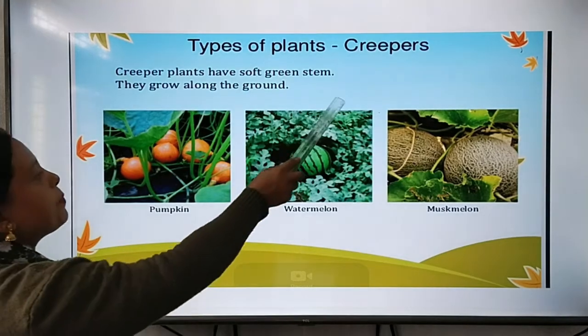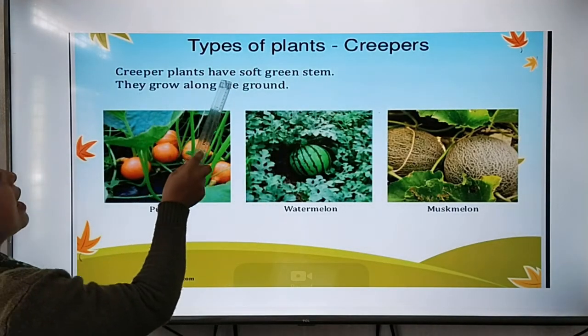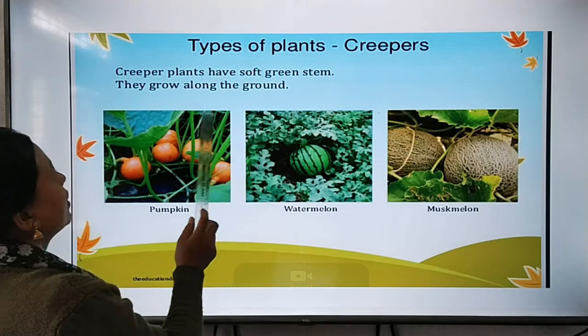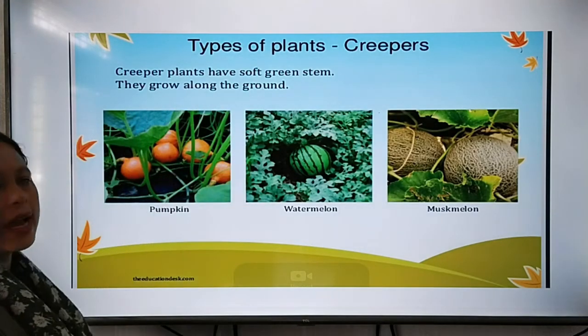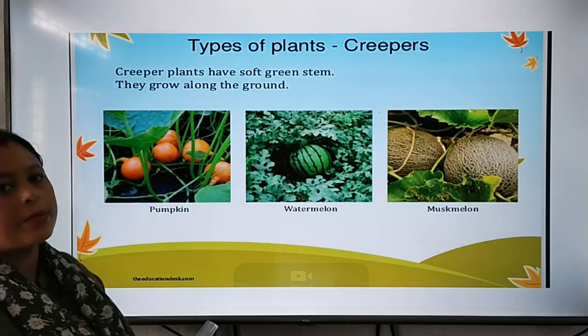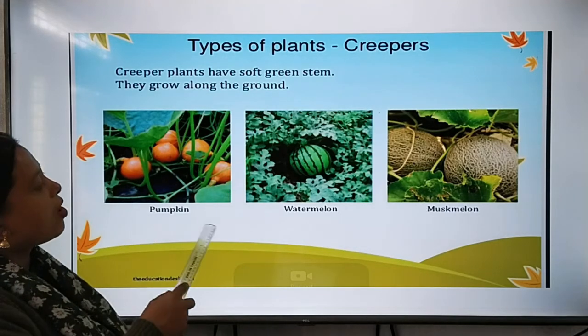Next one is creepers. Creeper plants have soft green stems. They grow along the ground. So, creeper plants have soft green stems and they grow along the ground.